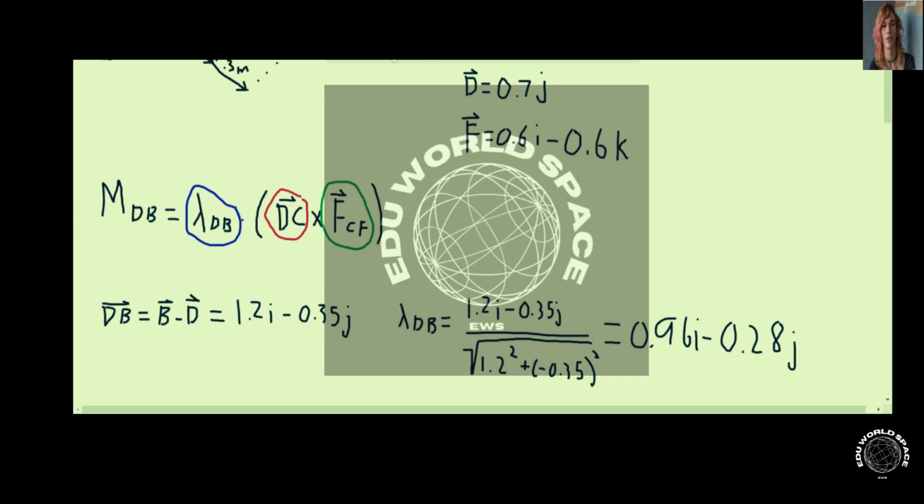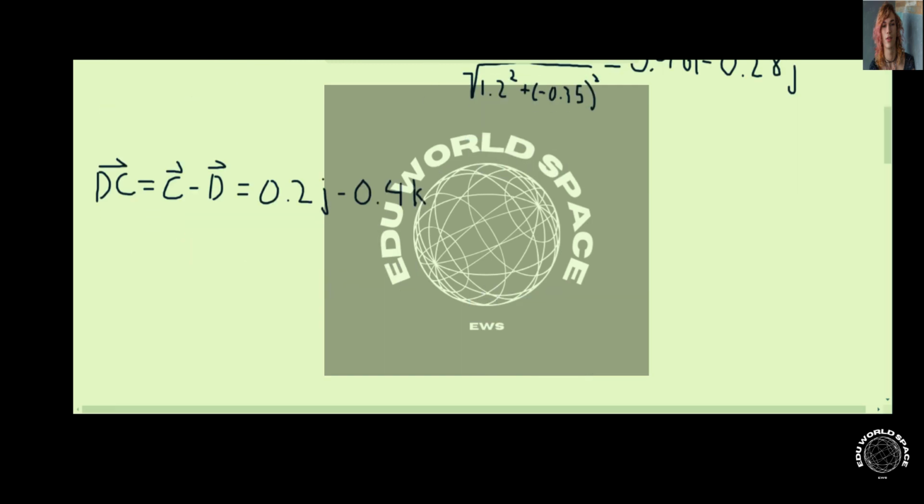So to find that term, we need to first find the CF vector. So the CF vector is going to be equal to the F vector minus the C vector. And that's going to be equal to 0.6i minus 0.9j minus 0.2k.